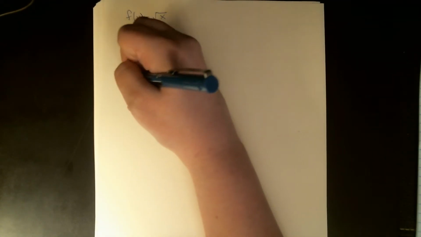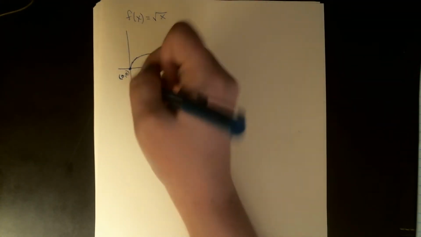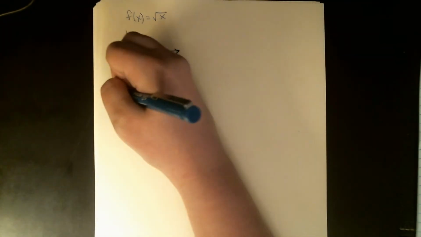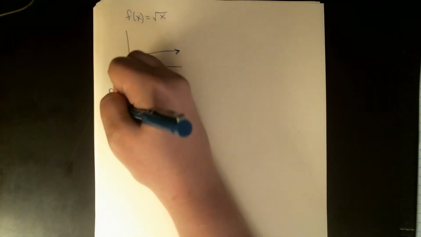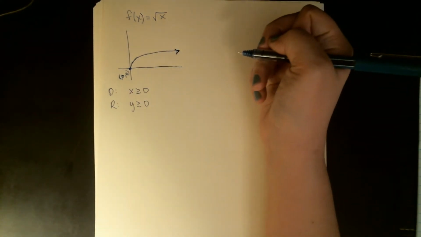The endpoint is at 0, 0. So here's a really nice visual on the fact that square root functions have domain restrictions. Whatever is under the square root has to be greater than or equal to 0. So here we have a domain x greater than or equal to 0. And while we're at it, we can mention that the range is y greater than or equal to 0.